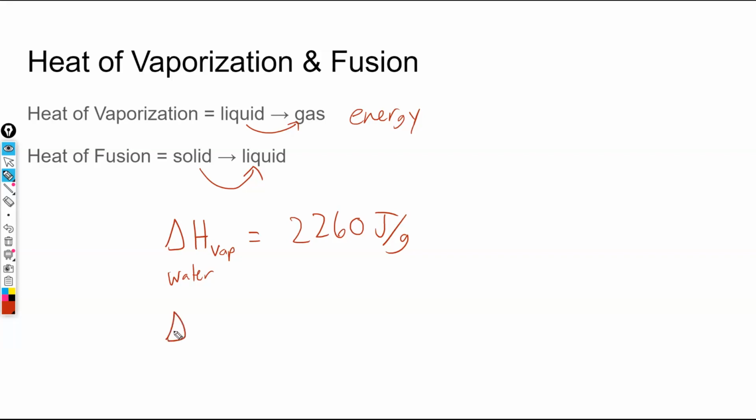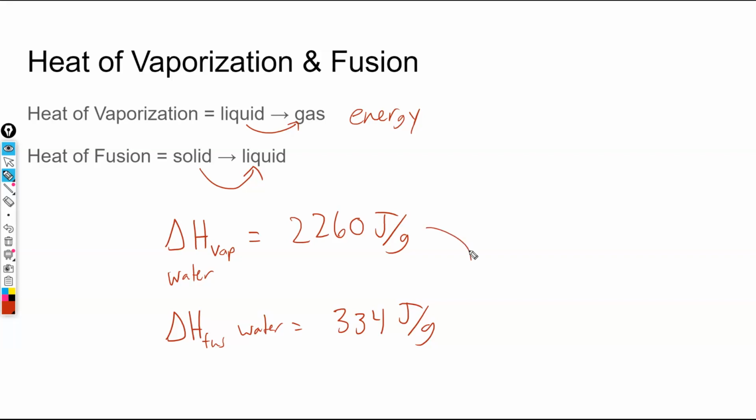And then for the heat of fusion, we're still going to label it delta H, but instead of VAP for vaporization, we're going to put delta H of FUS, fusion. And the delta H of fusion for water, H2O again, is 334 joules per gram. So again, I need 334 joules of energy to melt 1 gram of ice.